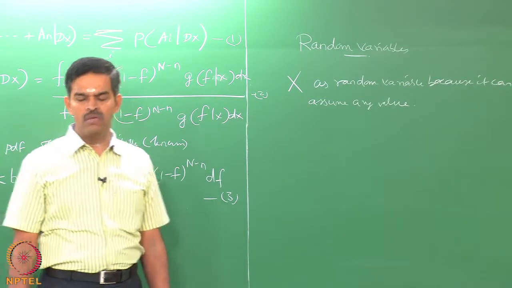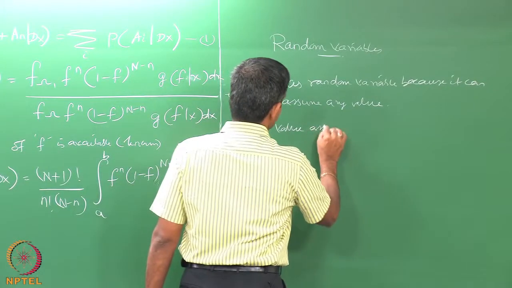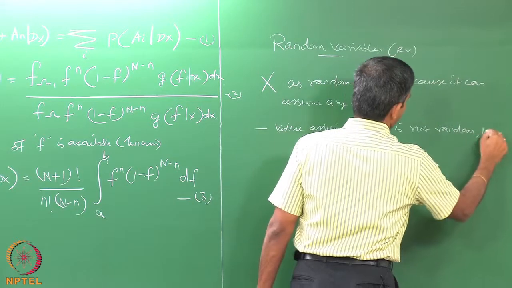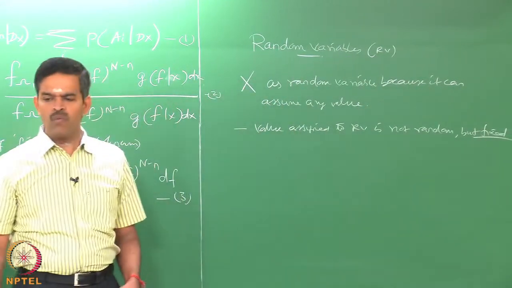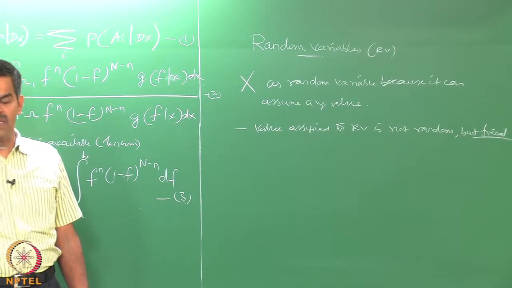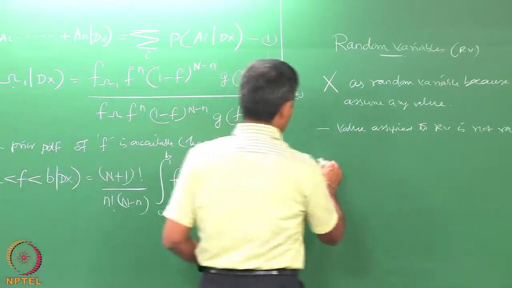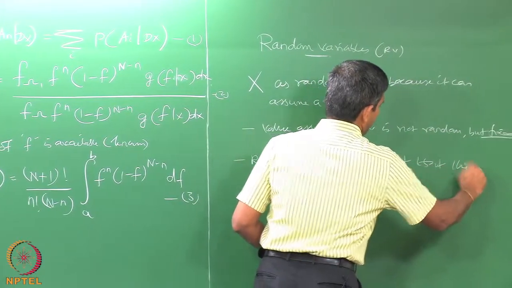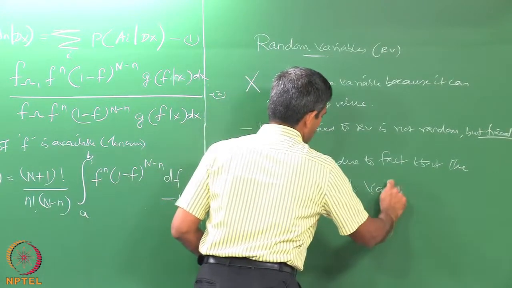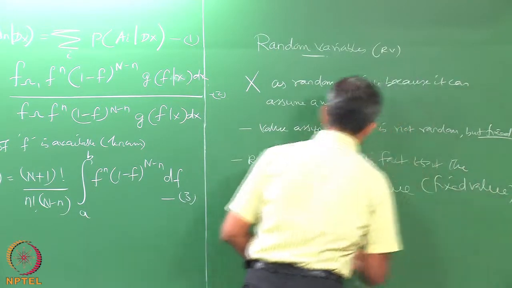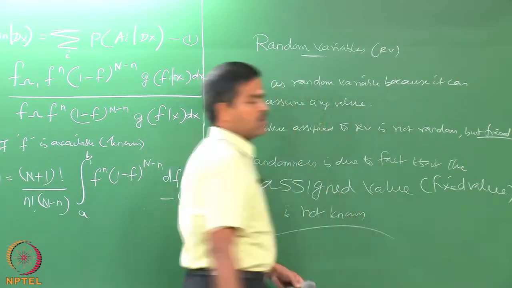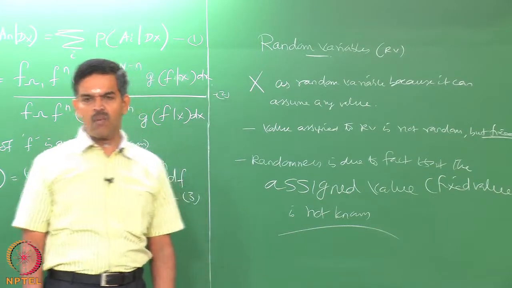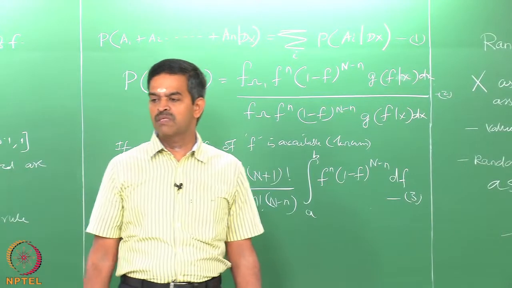The value assigned to the random variable is not random, but it is fixed. Then why do we call this random? Randomness is essentially due to the fact that the assigned value to this variable, which is actually a fixed value, is not known. Since the value is not known, you will be guessing this value in a wide range. That is why we say it is randomness. It is being guessed in a wide range of possible values. These variables are termed random variables. Is that clear?